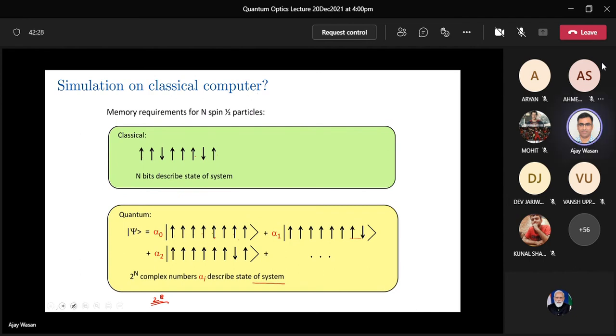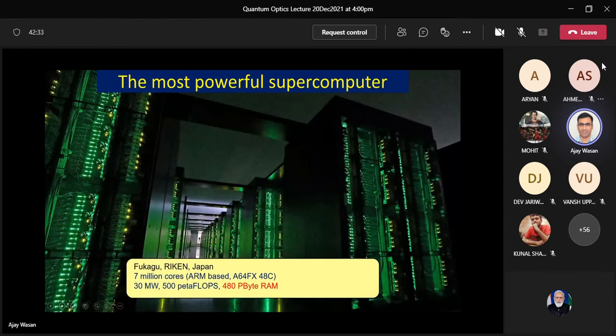Already work is going on all around the world. I'm just showing you the most powerful computer in the world, Fugaku in Japan. You can see some numbers written: 30 MW, 500 petaflops, 480 petabytes RAM. You know what a petabyte is? How much in GB? One petabyte is about 1 million gigabytes, 10 to the power 6.